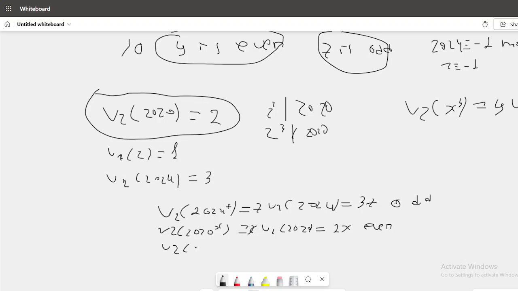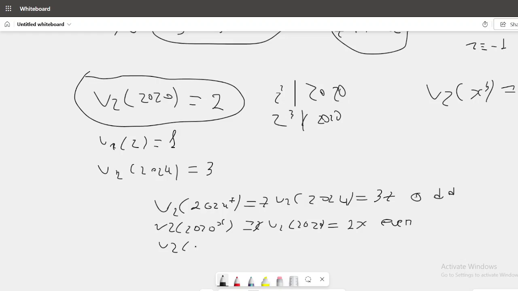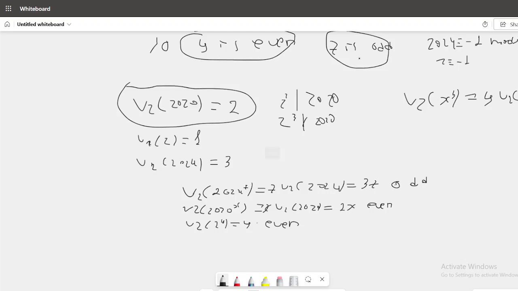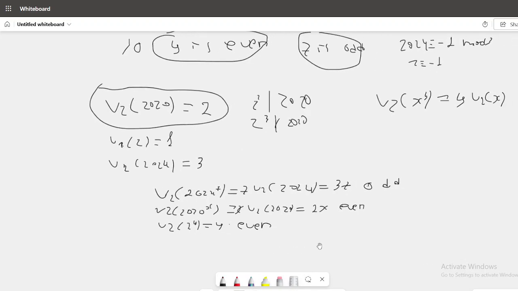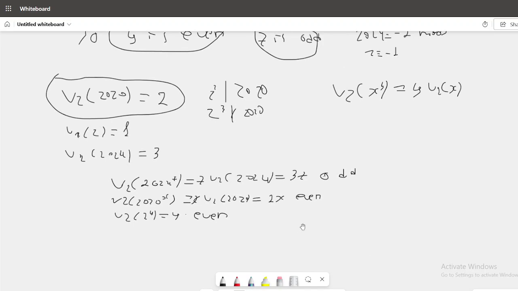And V2 of 2 to the power of y is the same as y, but this is always even because y is even. We got that from mod 3. So we have two powers of 2 whose exponents are even. We sum them up, we get something that is odd. In which case could that happen?